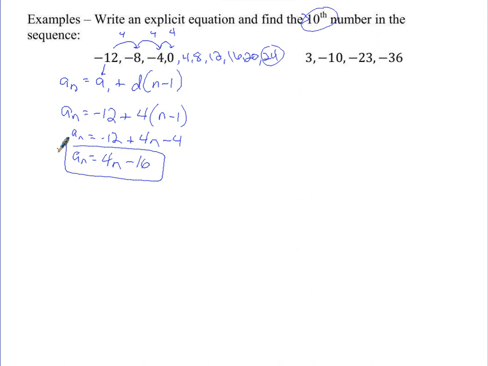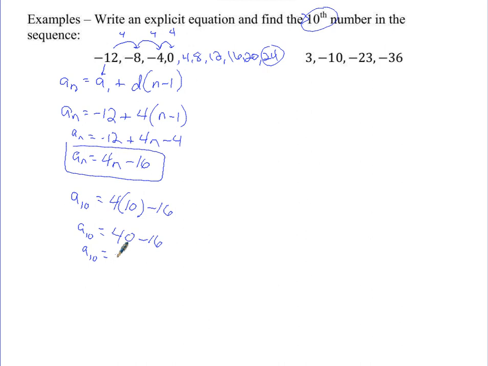Now it asks you to find the 10th term. Well, that means I'm looking for a sub 10 equals. That n right there turned into a 10, which means that n right there is going to turn into what? A 10. So I'm going to write 4 times 10 minus 16. So a sub 10 equals 40 minus 16. So a sub 10 equals, what's 40 minus 16?